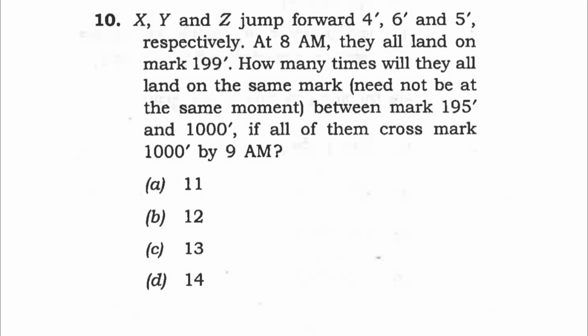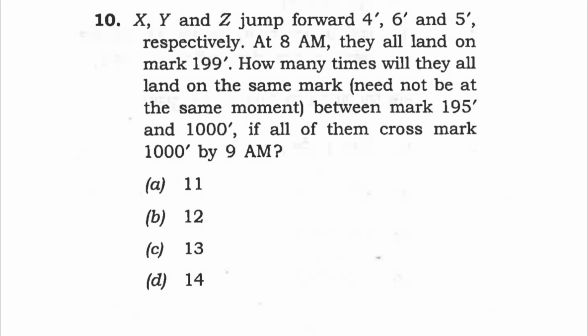First, let's read our problem carefully. X, Y and Z jump forward 4, 6 and 5 feet respectively. At 8 am, they all land on mark 199. How many times will they all land on the same mark? Need not be at the same moment. Between mark 195 feet and 1000, if all of them cross mark 1000 by 9 am?